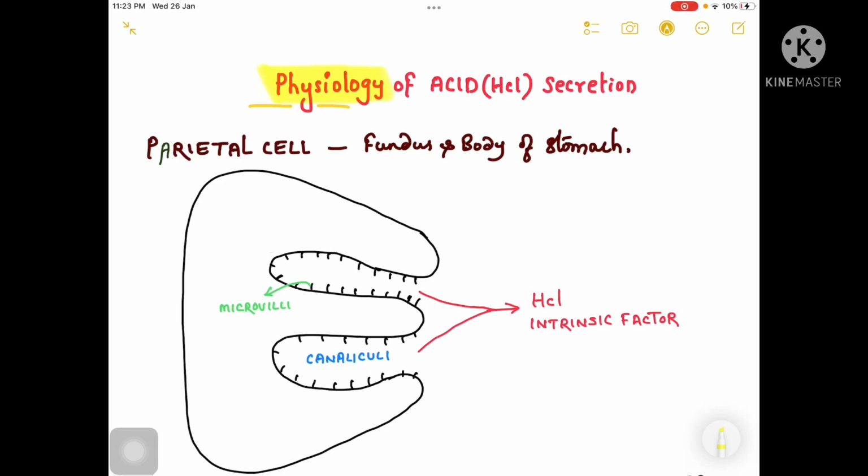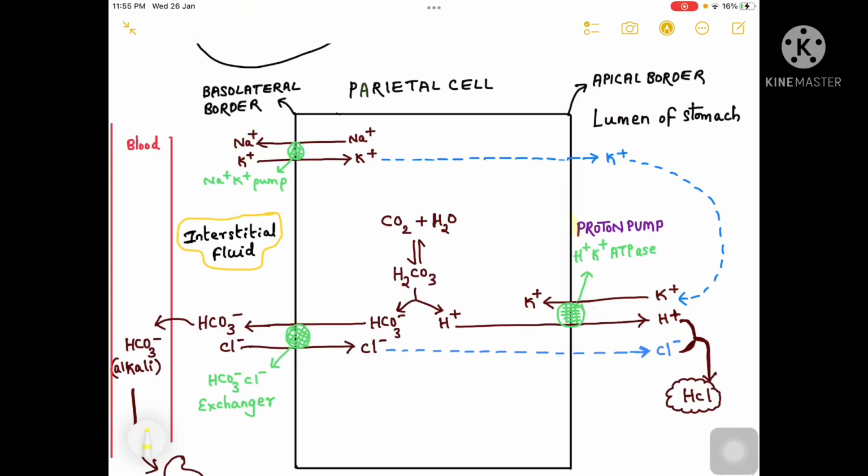Without wasting time, let's go through some physiological aspects of gastric acid secretion. We all know that the main source of gastric acid production is the parietal cell. They are mainly located at the fundus and body of the stomach. This is the structure of the parietal cell, which contains canaliculi, and these canaliculi are lined by microvilli. Initially the HCl is secreted into the canaliculi, and from the canaliculi it is released into the lumen of the stomach.